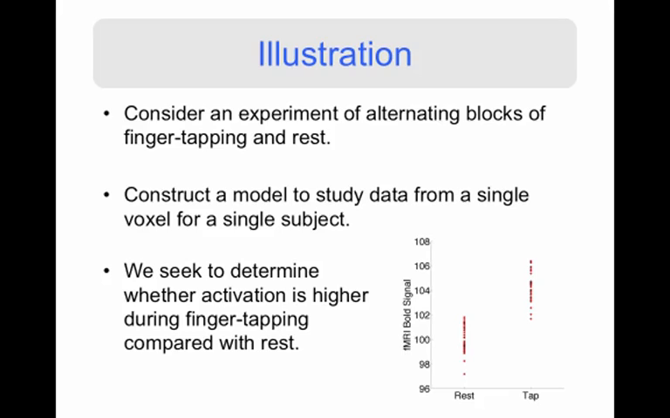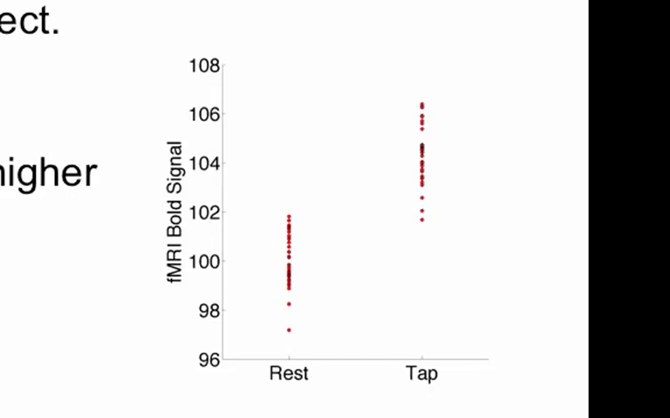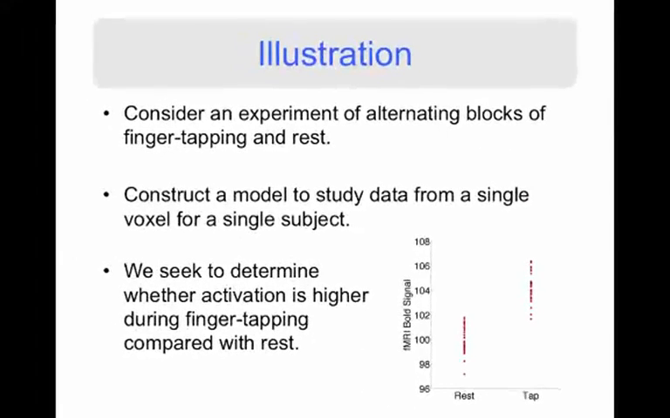One way of doing that would be to extract all the data that was acquired while we were finger tapping and put that in one compartment, and take all the data that was acquired while at rest and put that in another compartment, and then compare the means with one another. This is what we see in the figure here, which shows the fMRI BOLD signal measured during rest versus finger tapping. If we want to determine whether activation is higher during finger tapping compared to rest, we could do something like a 2-sample t-test to see whether or not the means are significantly different.